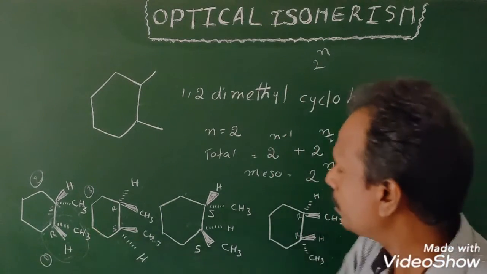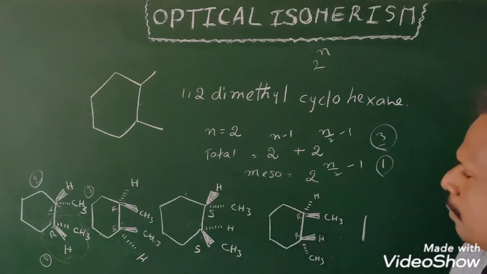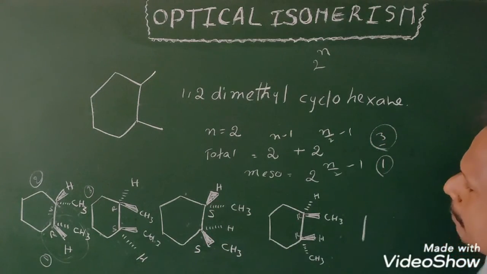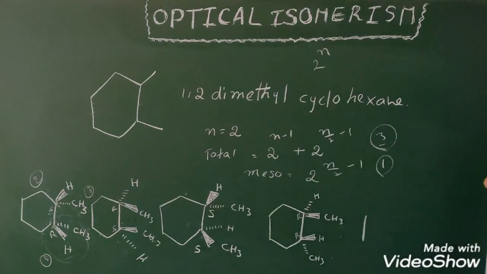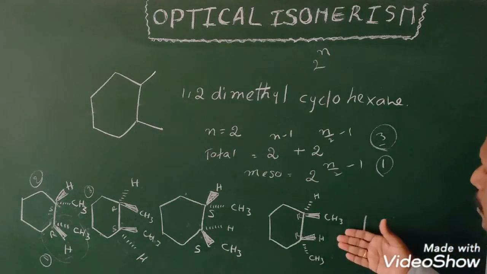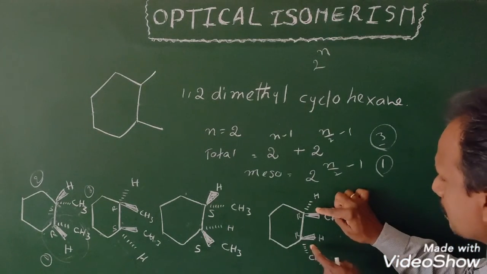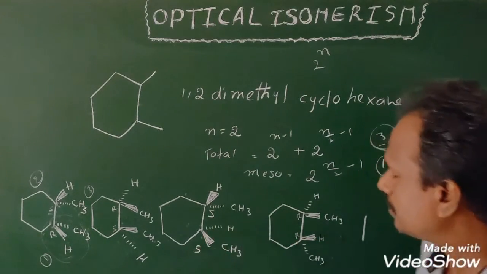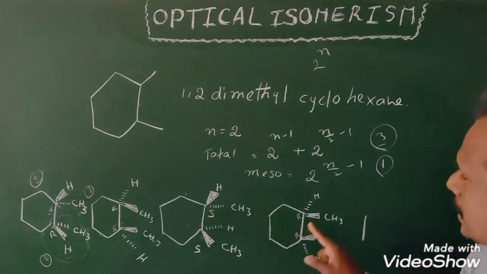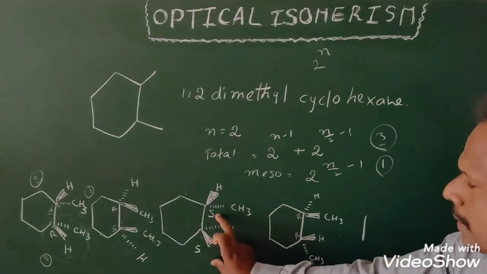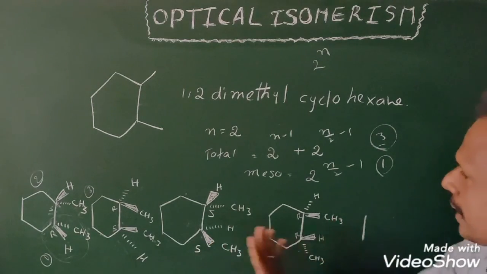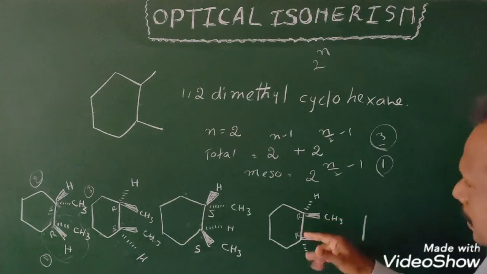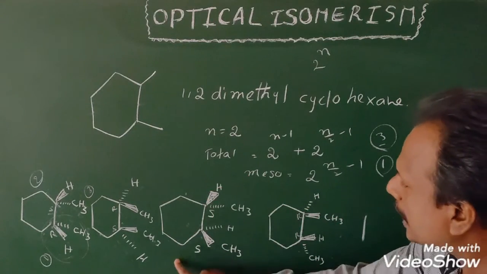This is not a meso compound, because having identical chiral carbons but with the same chirality. It is not a meso compound. This is also having identical chiral carbons, but with the same chirality. These two are mirror images of each other because SS is RR, chirality exactly opposite. So these two are mirror images. Both are optically active.